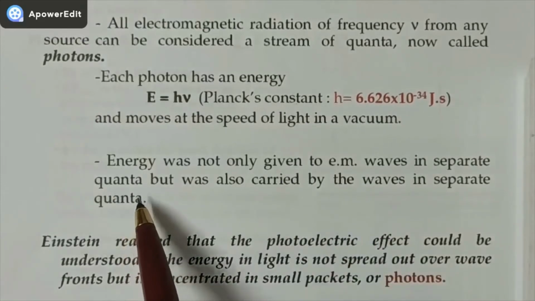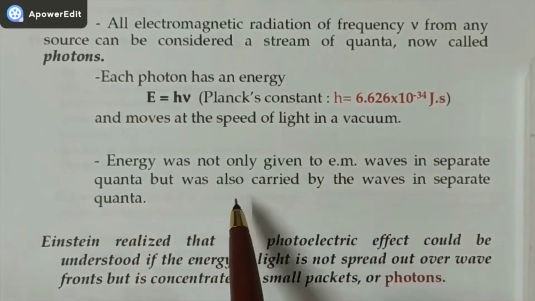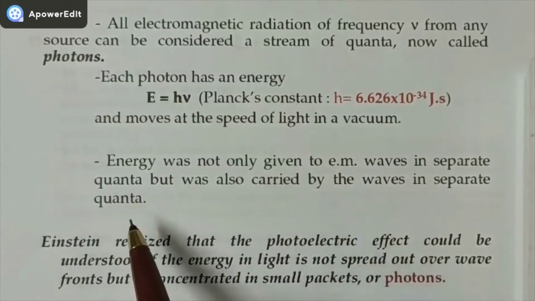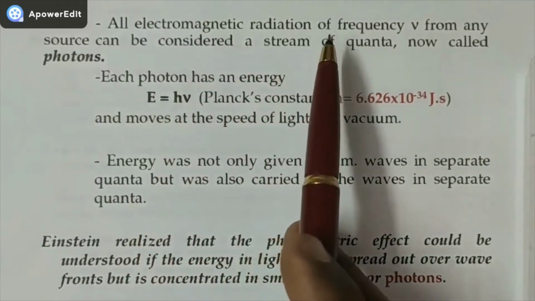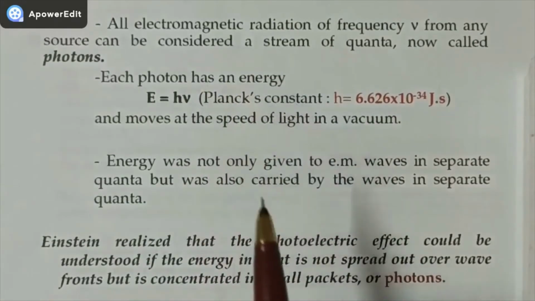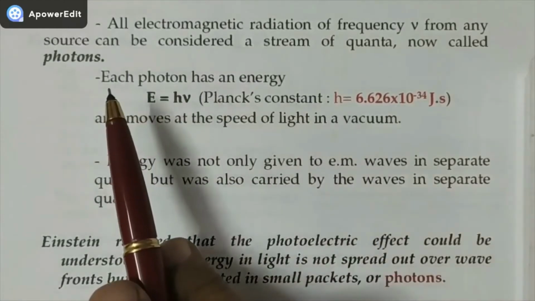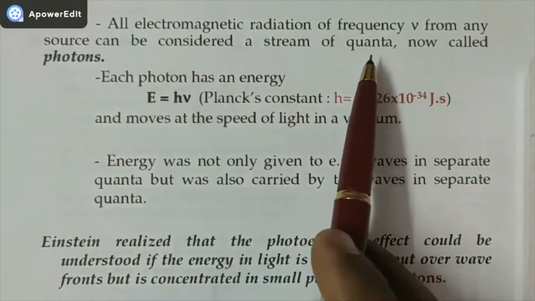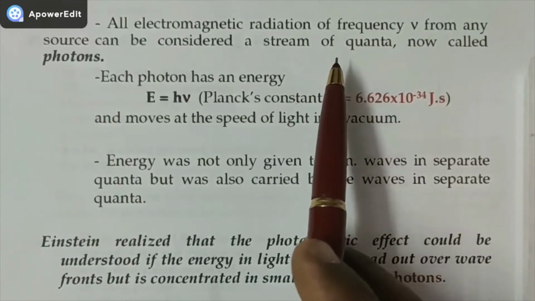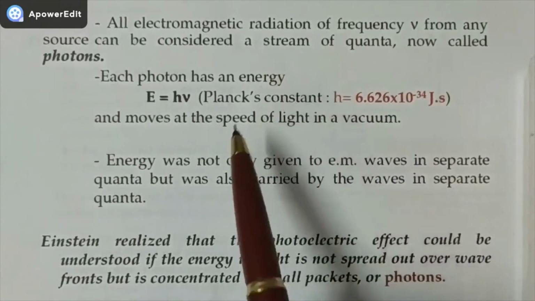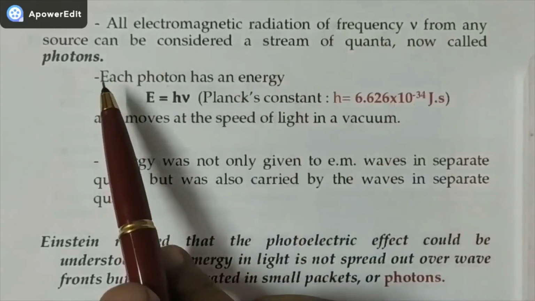So the energy was not only given to the electromagnetic wave in separate quanta, but was also carried by the waves in separate quanta. The first thing is that the electromagnetic radiation is made up of a stream of quanta, and that quanta is known as photons. Quanta is a plural word: quantum is one photon, and quanta is a stream of photons, now called photons.